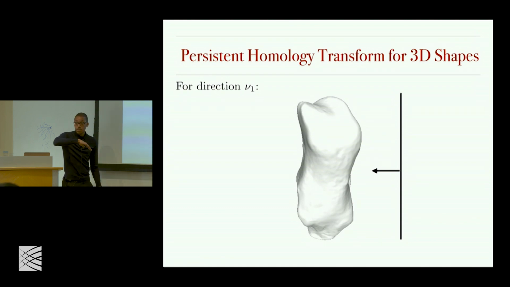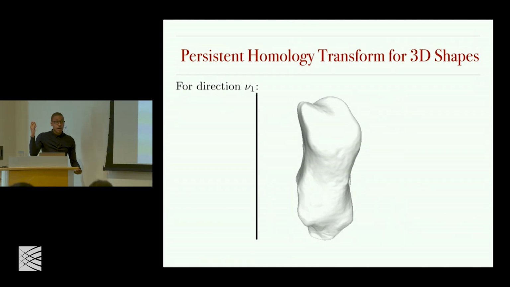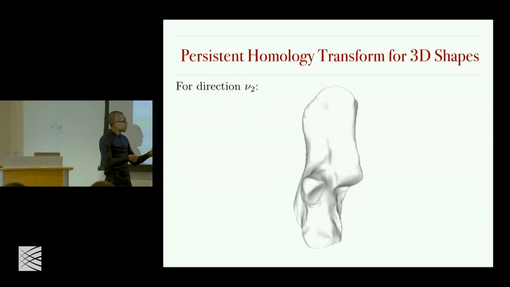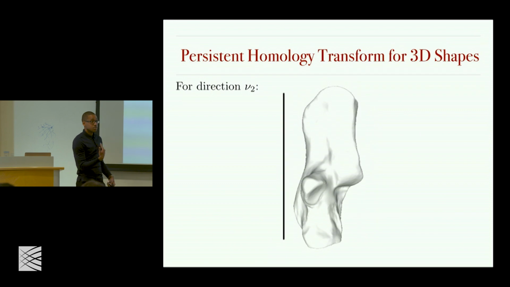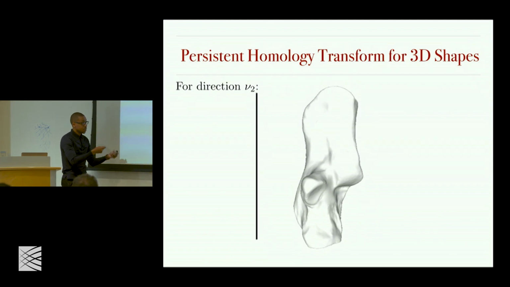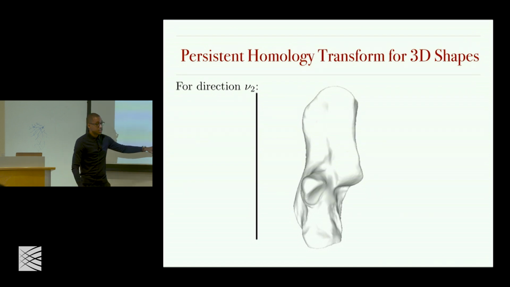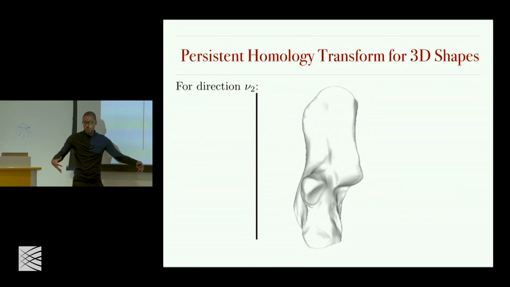Does that make sense? So I do the sweep across. I take that persistence diagram. I save it, right? I do my second direction, another sweep. I take that persistence diagram and I save it. I do that for multiple directions, right? And so I can represent any shape as a collection of persistence diagrams. Is that a little more clear?